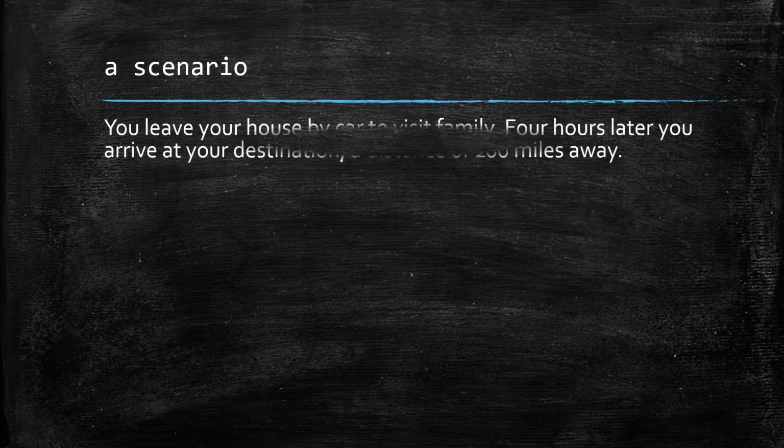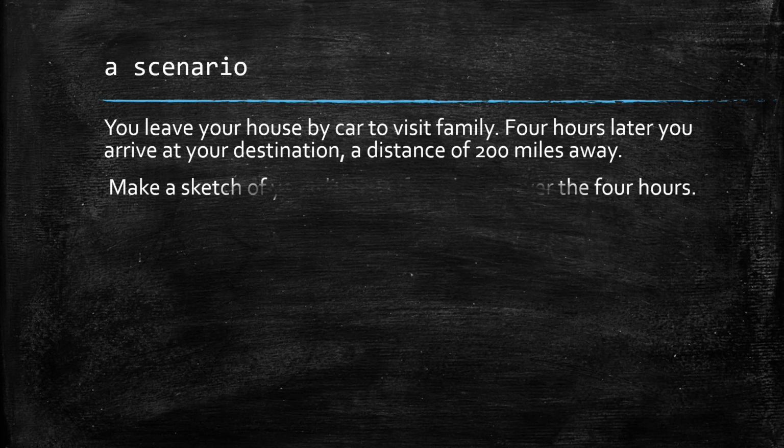So here's a scenario. I do this with my students on the very first day of AP Calculus. You leave your house by car to visit family. 4 hours later, you arrive at your destination, a distance of 200 miles away. Your job is to make a sketch of your distance from home over the 4 hours.